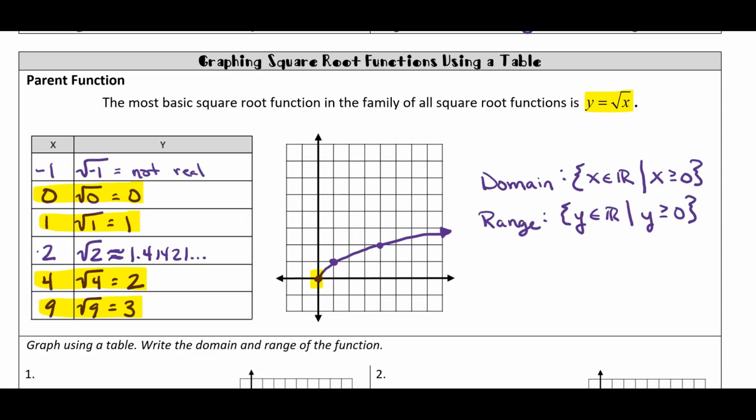And I am going to go greater than 0 because my values for y keep increasing. Okay, so my domain is all real numbers greater than or equal to 0. My range is all real numbers greater than or equal to 0 as well. Okay, so now, this is the parent function. The parent function will always start at 0, 0, and then we will typically use the points 1, 1, 4, 2, and 9, 3. That is the parent function.